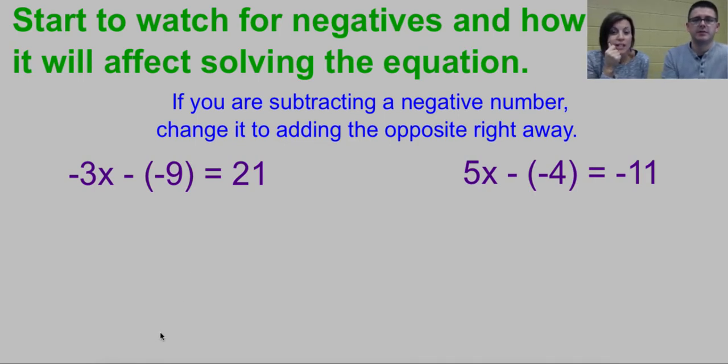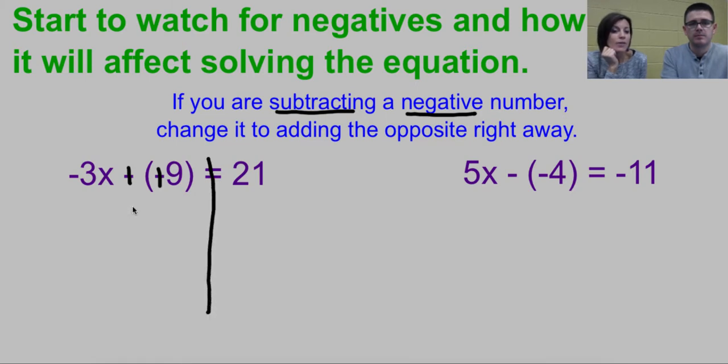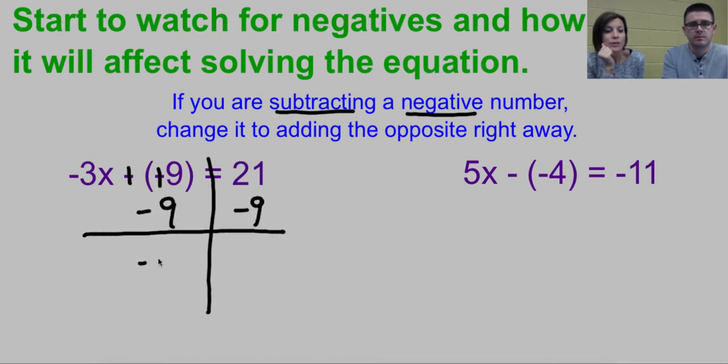Lots of negatives. If you are subtracting a negative number, change it to the opposite right away. So when you notice both subtracting and a negative, we want to get rid of them right away. We're going to rewrite that equation to say negative 3x plus 9 is equal to 21. Now, adding a 9, we need to add a negative 9, or subtract 9 from both sides. That simplifies to negative 3x equals 21 minus 9, which is 12.